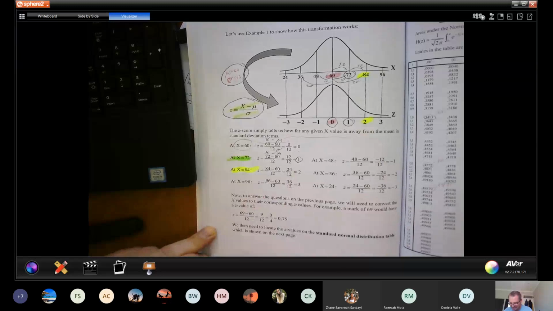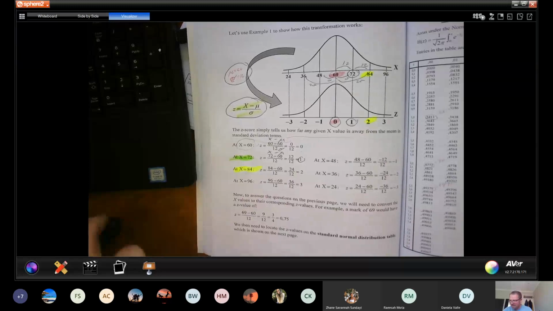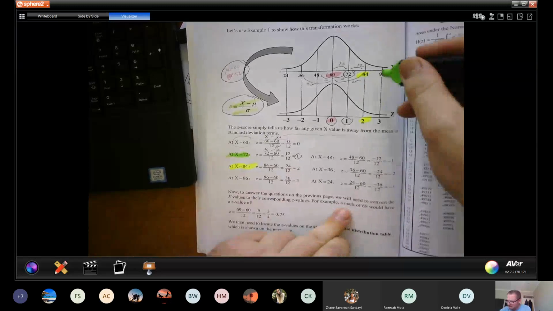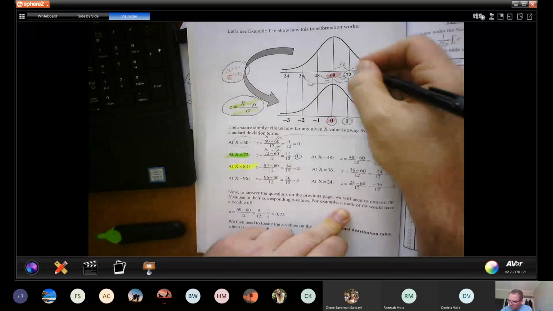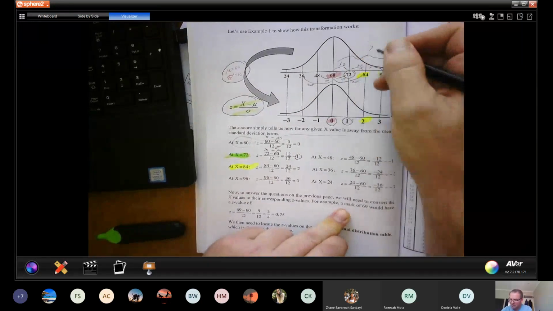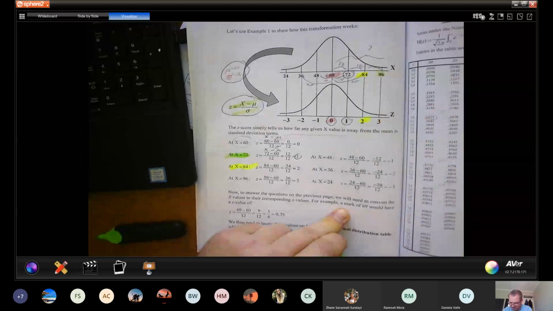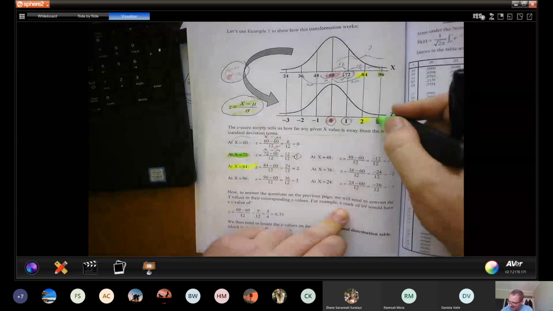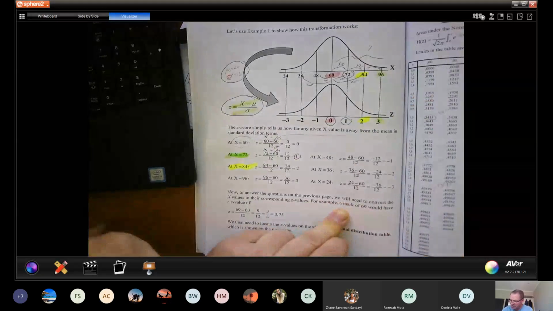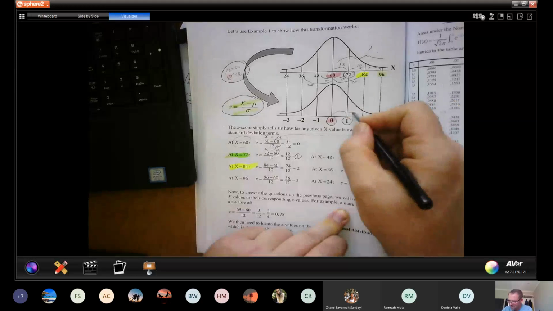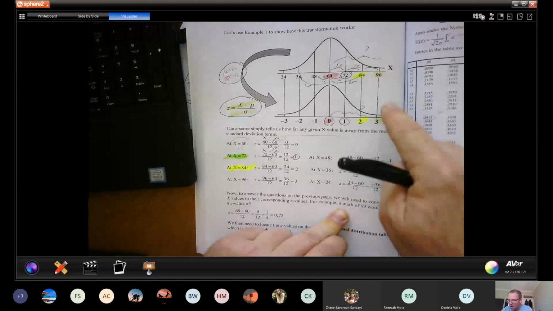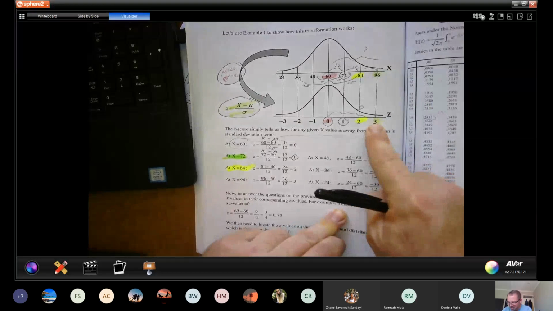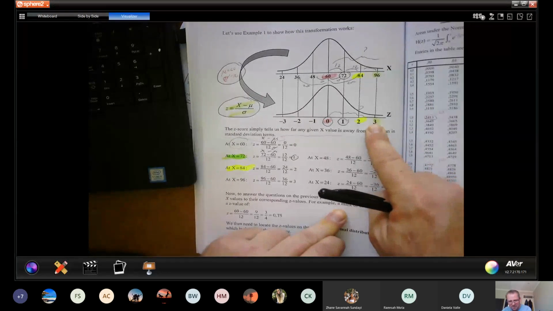Likewise, at x is equal to 96, this is 3 standard deviations away from the mean, 12, 12, 12, and it's to the right, so it's positive. So here, you're going to have 3 standard deviations. That's why an x-score of 96 on the standard normal distribution is a z-score of 3.